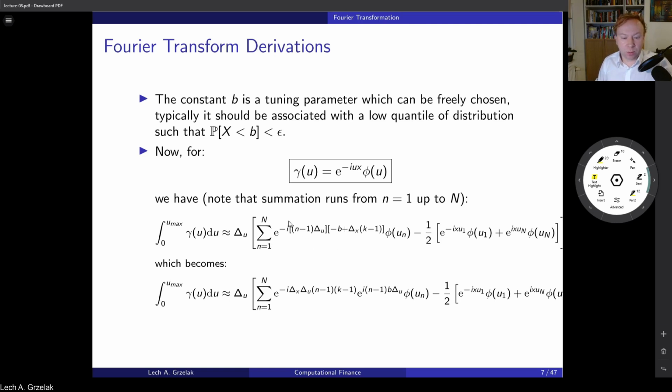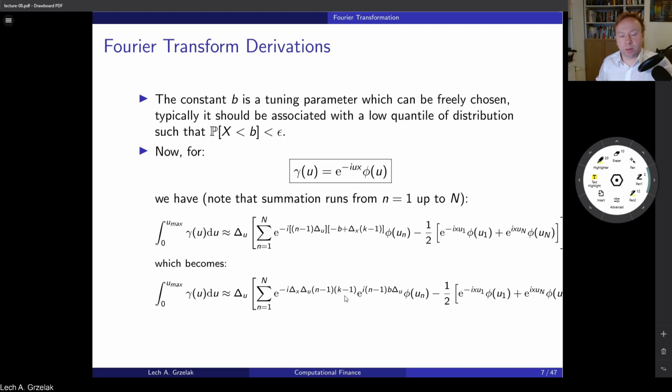Then, of course, once we have those terms, we have to order them. And then we have this dependence on delta x and delta u. We have (n minus 1), (k minus 1), and then we have also these three terms which depend also on n, and on the maximum of the integration domain. Of course, at this point, you may wonder, what is the idea? Why does this look a little bit messy?